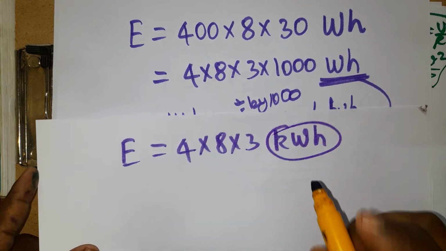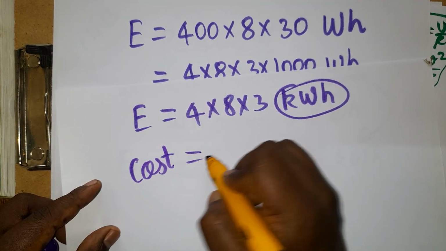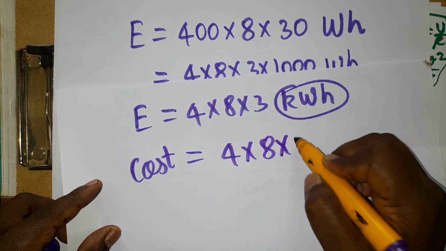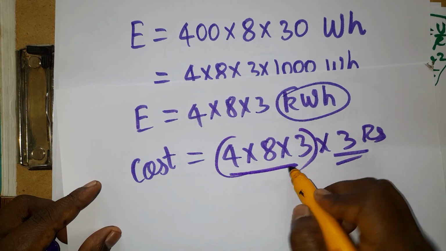1 kWh is 3 rupees. So this many kWh is how many rupees? If you want the cost of the electric bill, it is 4 into 8 into 3 into 3. Why 3? Because of 3 rupees per kWh. This many kWh is multiplied by 3.